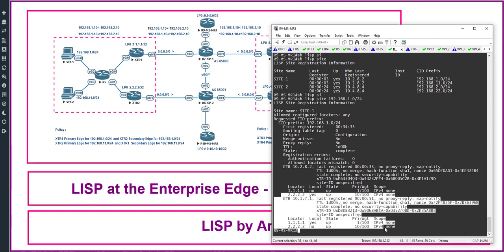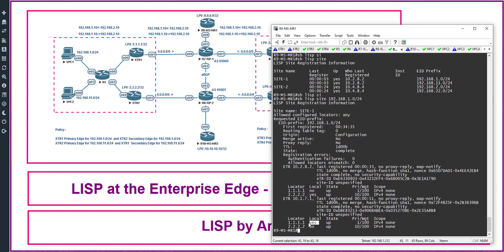Also, as you can see here, we have similar information received from router 1 about 192.168.10.0/24. Quad 1, the local RLOC, has the priority of 1, and quad 2, the non-local RLOC, has the priority of 10. So easy, both of them are the same.